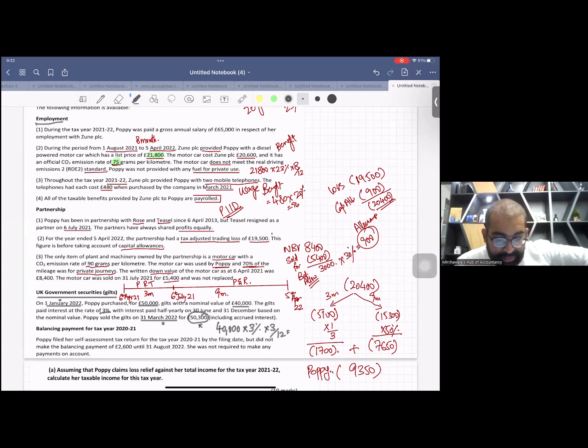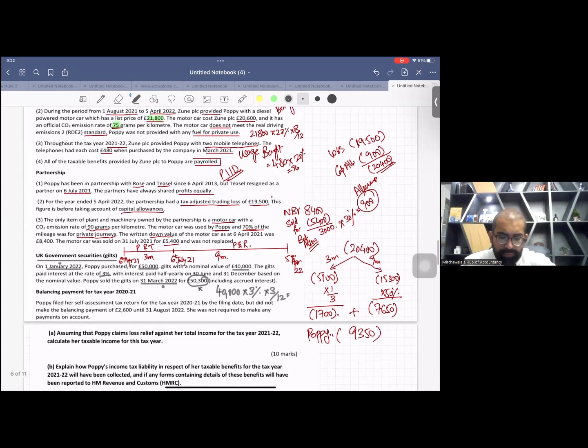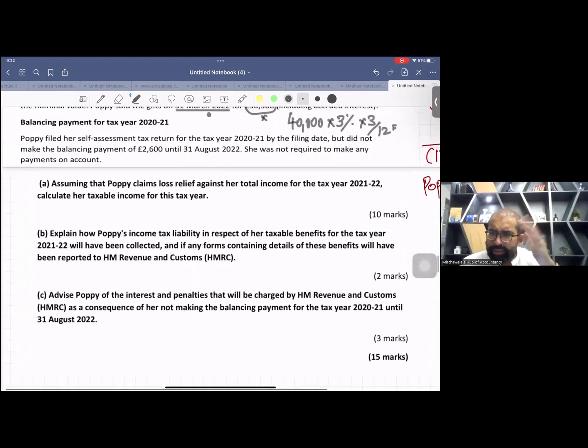And this is guilds. Guilds interest income is just 40,000 times 3% times 3 upon 12. 300 is your interest income. Now, just read the first 2 requirements. Leave the 3rd requirement. I'll teach you afterwards.